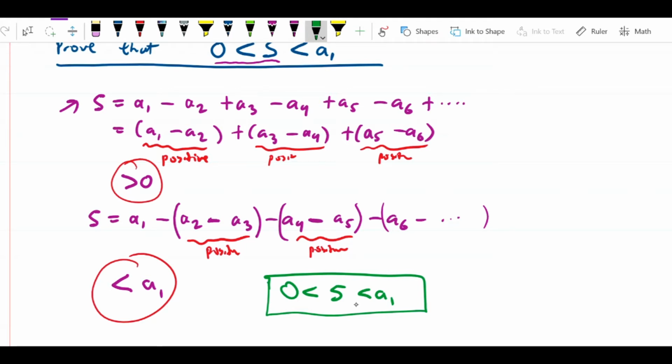That's just how that works, and it's fairly nice because even if you don't know what the sum of the series is, and we've often seen that we can prove a series converges, but we don't know what it converges to, here we can find a nice tight bound on what the sum could be, somewhere between 0 and a1.